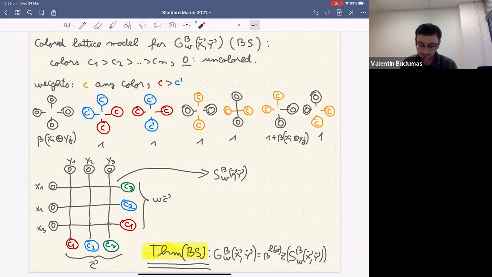And the theorem is that the Grothendieck polynomial is exactly the partition function up to a power of beta to the length of w. Okay.